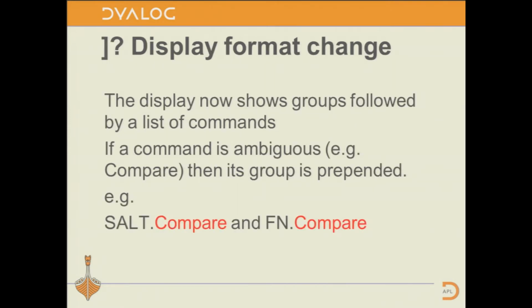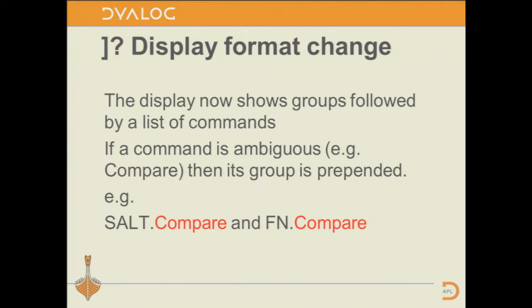Okay. When you do bracket ? you get a list of all the user commands that exist. Previously, it was just a simple list, just like fins. It would display all the names of the user commands that were available. Right now, it will be shown differently. What will happen is that you will have the name of the group and the name of all the commands in that group. And the problem is that some of the commands may have the same name depending on which group you're in.